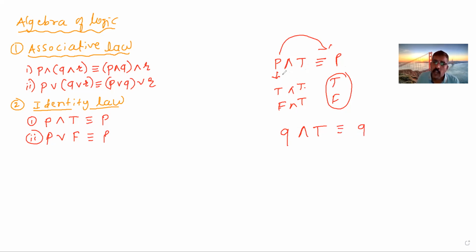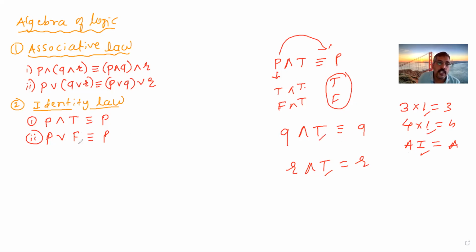Why is it so? It does not depend on P only, it is not true for Q only, it is true for R also. R and T also. Like this, in mathematics we have already studied 3 ones are 3, 4 ones are 4. It means no effect of 1 on 3, no effect of 1 on 4. Like this, no effect of the identity matrix on A. See here, this 1 is known as the identity, this T is known as the identity. Similarly, here this T and F are identity elements, and this law is known as the identity law.